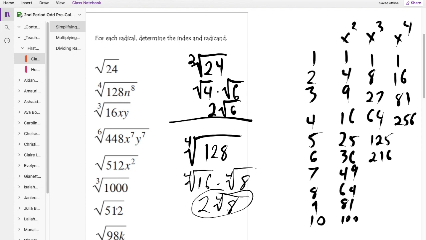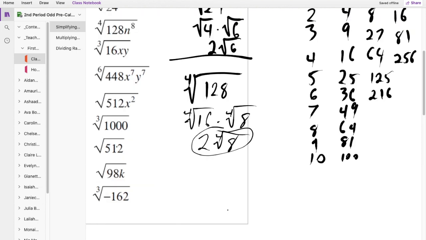So I said we were going to hold off on the variable. I want to bring that back, and look at that variable piece all by itself. So we're going to go back to this problem, and we're looking at the 4th root of n to the 8th power. There's a couple ways of doing this. My favorite way is to actually turn this into a rational exponent instead. So I'm going to change this to a rational exponent.